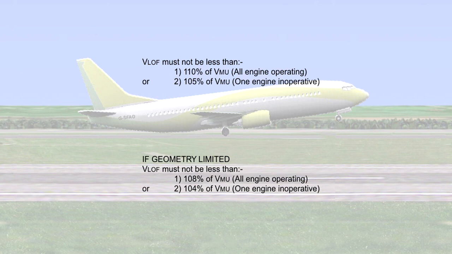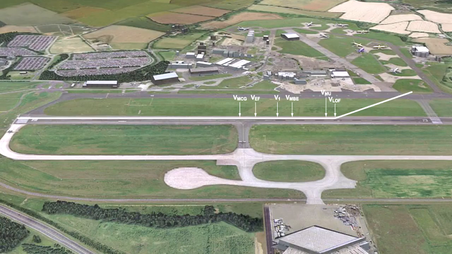However, if the attitude of the aeroplane in obtaining Vmu was limited by the geometry of the aeroplane, i.e. tail contact with the runway, Vlof must not be less than 108% of Vmu in the all engines operating condition and 104% of Vmu in the one engine inoperative condition. Returning to our construction of the sequence of V-speeds in the takeoff, we can now add Vmu and Vlof, as shown.